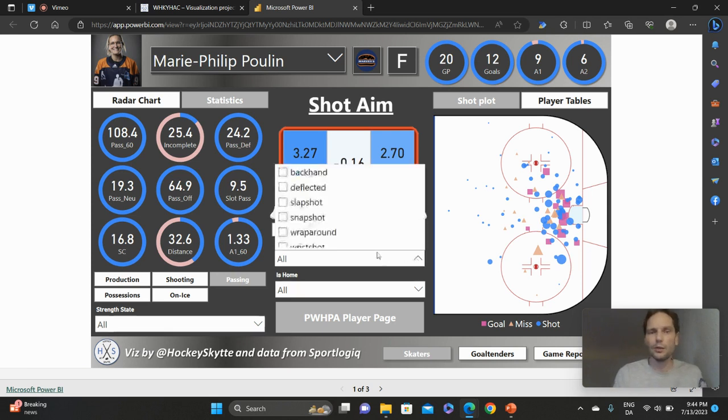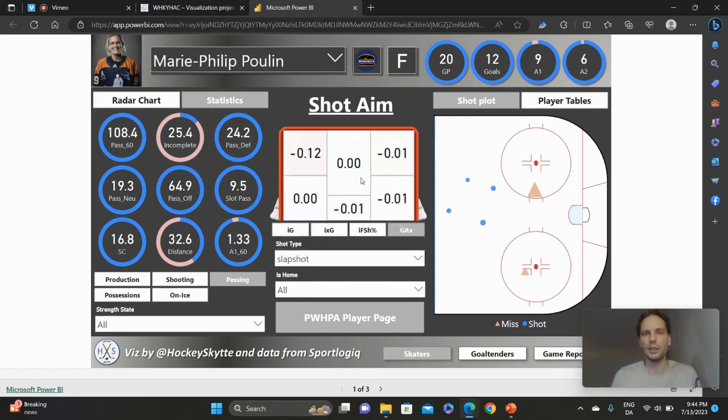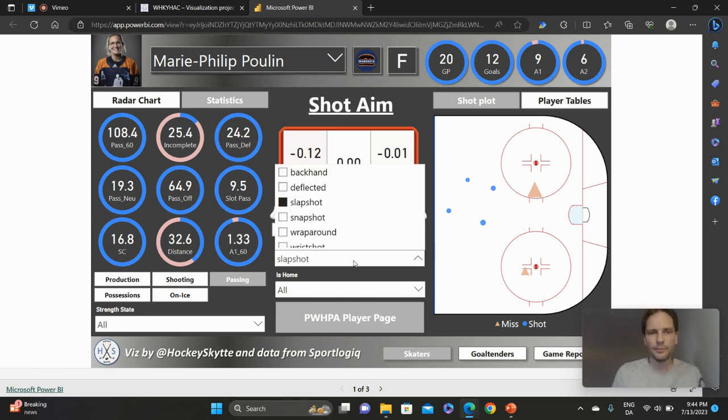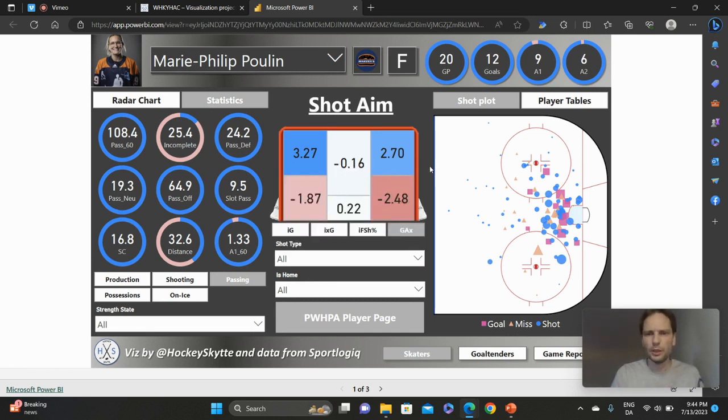Now, you can also select a specific shot type. So if we select slap shots, it will show the data just for slap shots. She's not really a slap shooter, so there's not a lot of data here. But this is how you can look up the data. Okay, that was the shooting part. You can click on this link and it will go to the WHKYHAC player page.